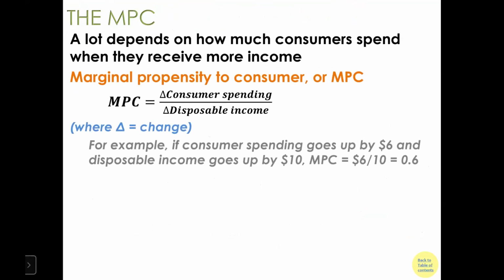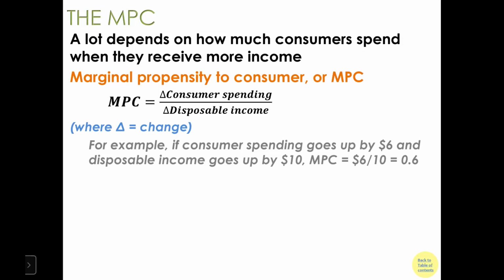Okay, to answer that question, we need to have an understanding of an economic concept, which is marginal propensity to consume, or MPC for short. So MPC is a measure of your propensity, of your desire to spend if you have increasing disposable income, right? So in the middle, we have the definition of MPC. MPC is equal to delta, which stands for change, in consumer spending divided by change in disposable income.